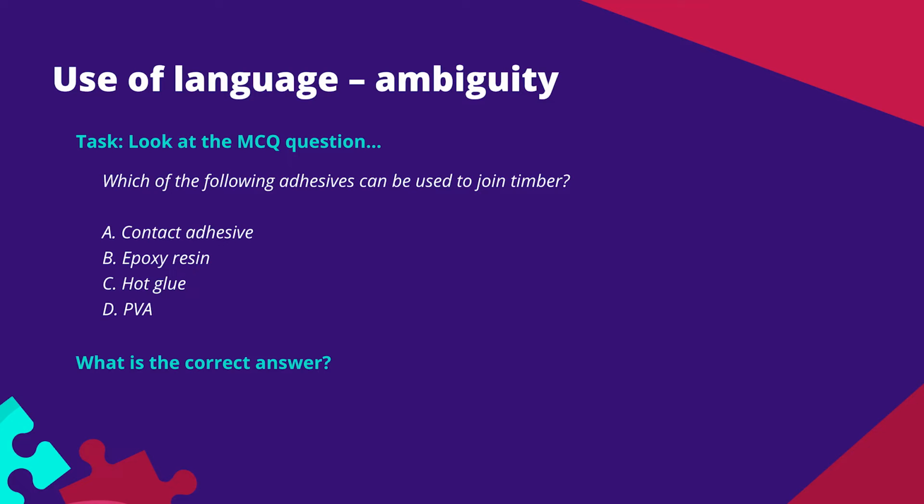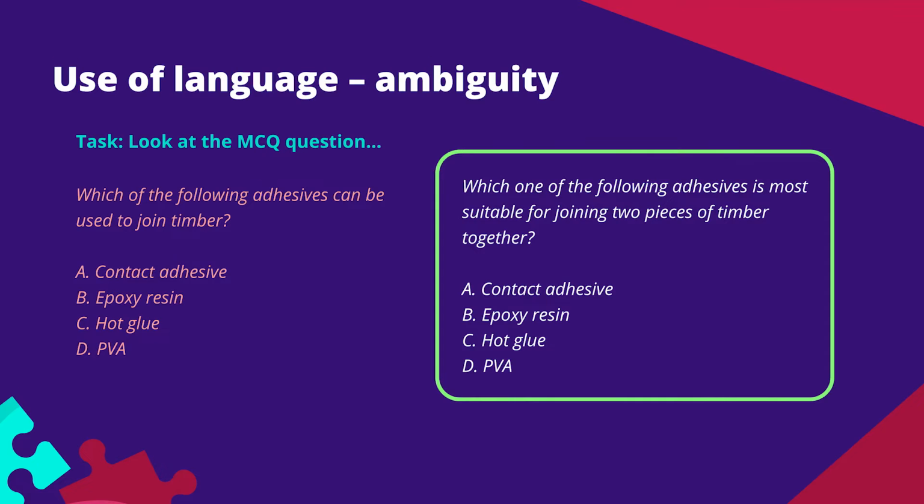would be D. As we've used the wording, which of the following can be used to join timber, it could be argued that all should be allowed a mark. It would be much better if we said something like which one of the following adhesives is most suitable for joining 2 pieces of timber together.